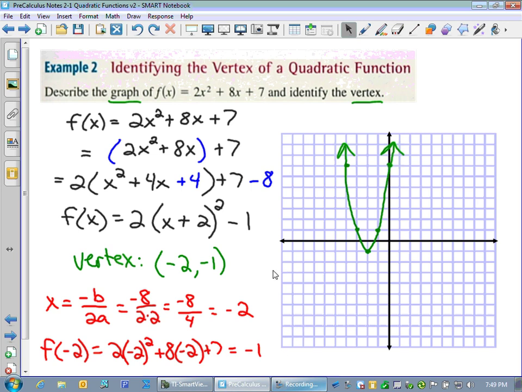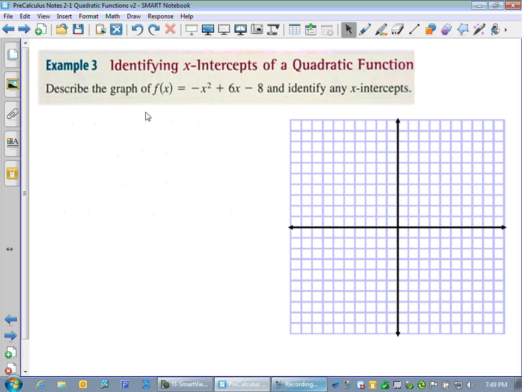All right, we're going to look at one more of these, and I want you to try this one yourselves. So this is going to be our question here. Describe the graph, and by that we mean just go ahead and graph it, of negative x squared plus 6x minus 8. And notice how it also wants you to identify the x-intercepts. So we have a little bit of an additional request there.